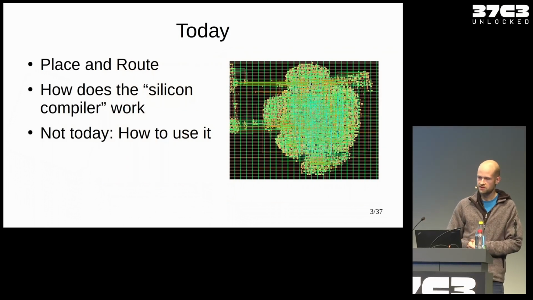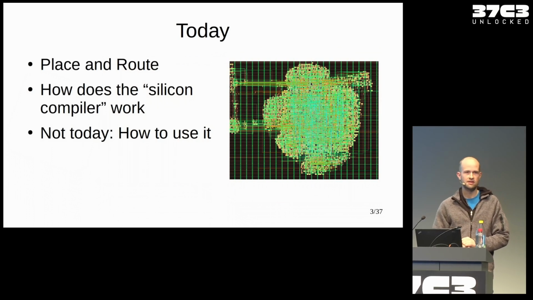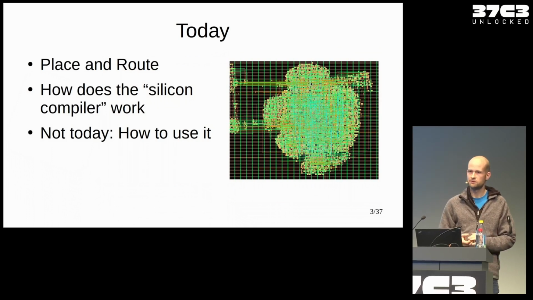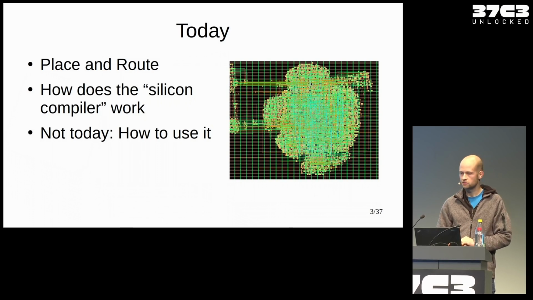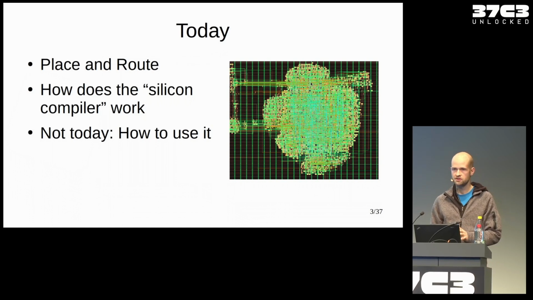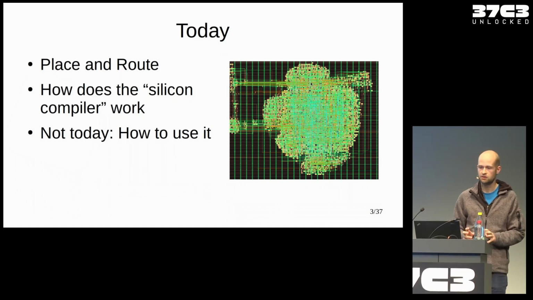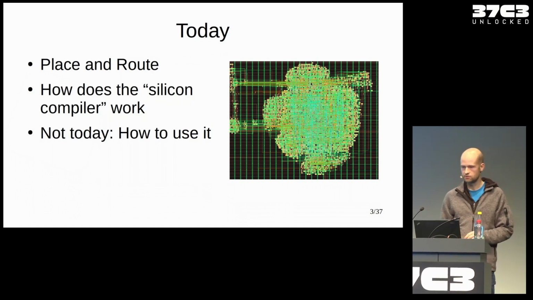So I will focus on place and route algorithms. That's somehow part of what I would call a type of compiler for silicon circuits. And I will focus on how this compiler works, and I will not tell you today how to use it. That's somehow another topic.